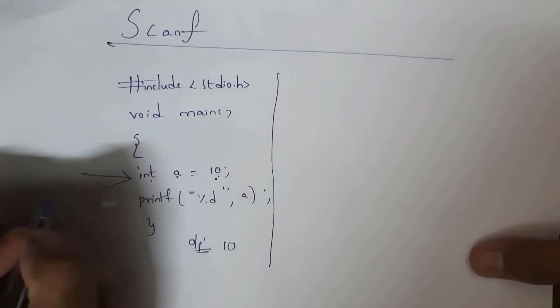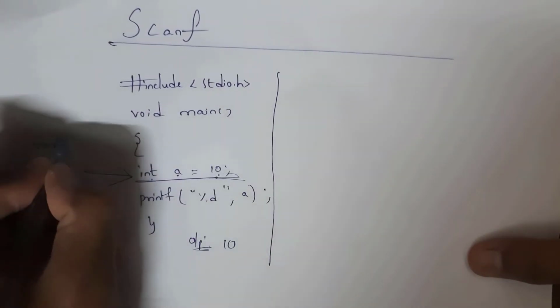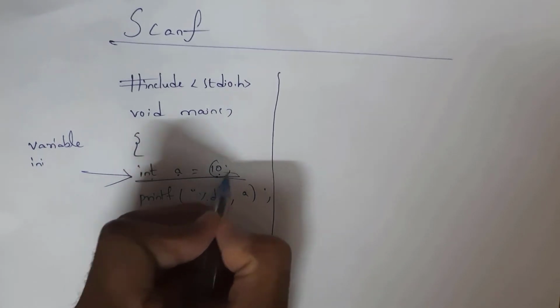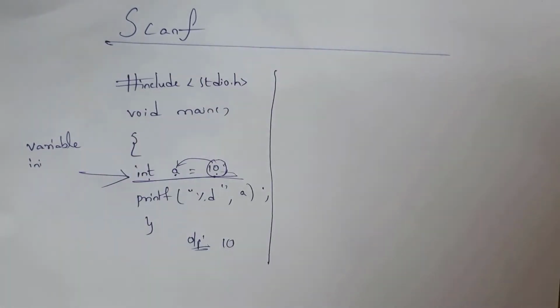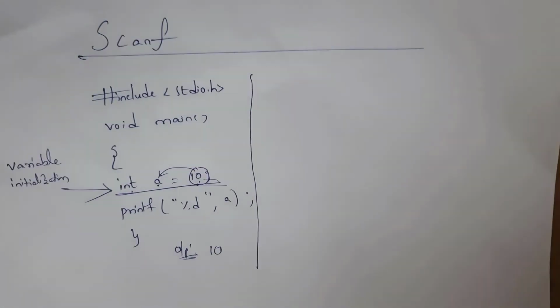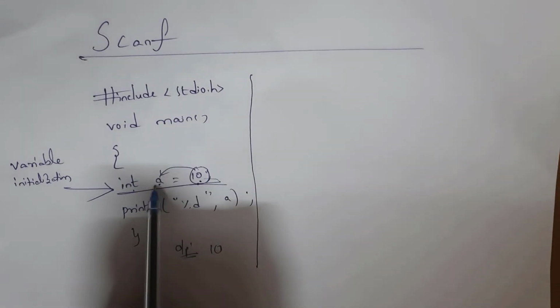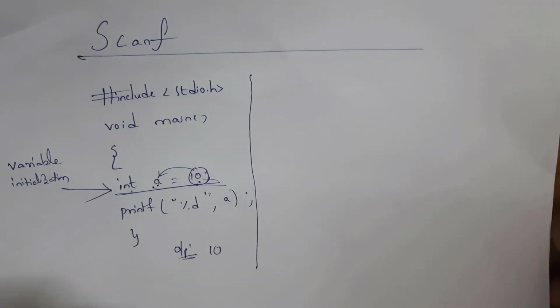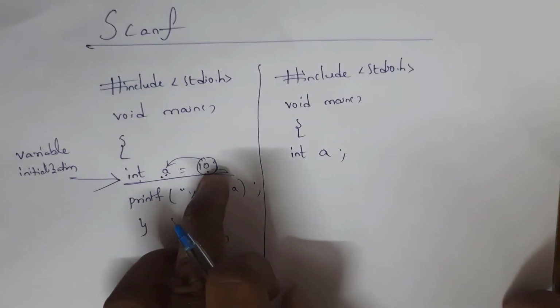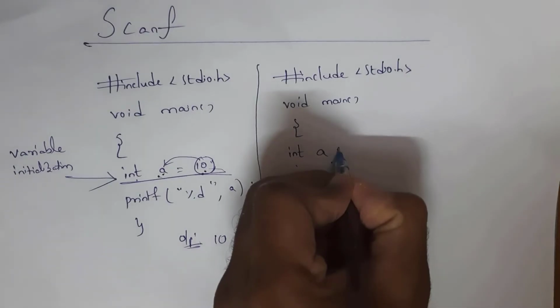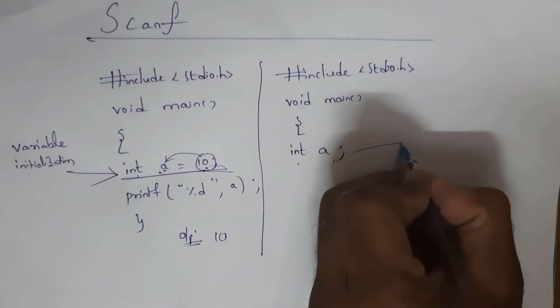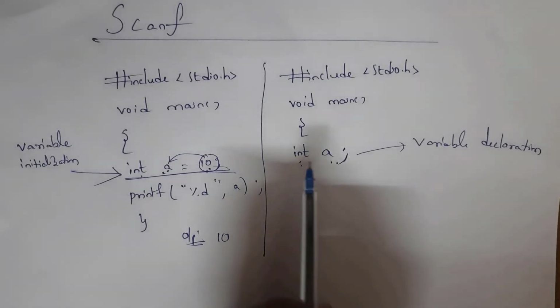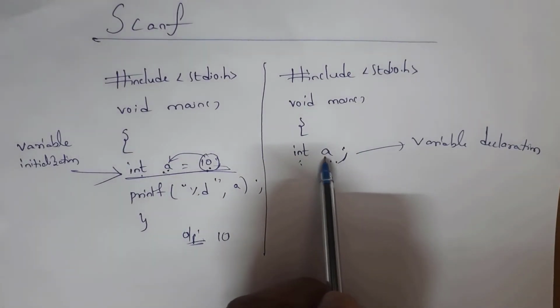int a equal to 10, we call this variable initialization because we gave a value to this variable a. Instead of directly assigning a value to a variable, by using the scanf function you can assign values after executing a program. I will give an example so that you can clearly understand. Here I am not initializing a value, I just declared int a and did not assign any value to it. So we call it variable declaration.